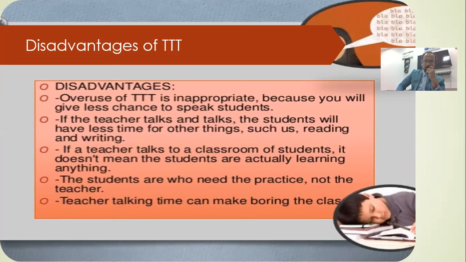Yeah, I would add in that excessive use of TTT leads to boredom on the part of the students. Okay, very good. That's one of the points. Teacher talking time can make the class very boring. It kind of takes up the time for the students to practice, for them to do the activities, do the exercises.